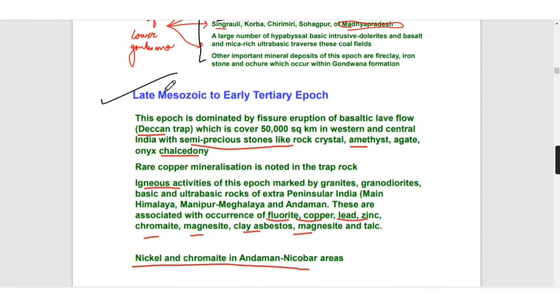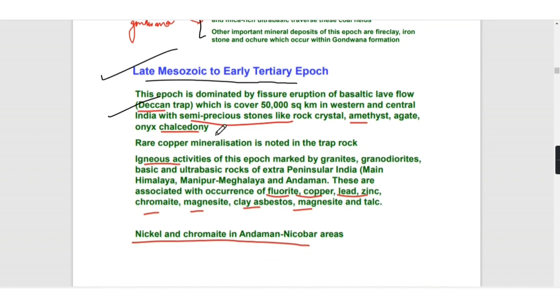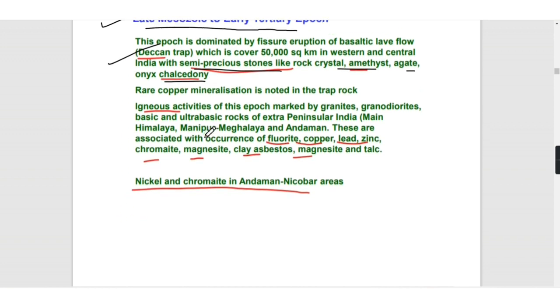And in case of the late Mesozoic to early Tertiary epoch, we see Deccan Trap formation. Okay, we see Deccan Trap formation. And what type of semi-precious minerals do we find there? We find amethyst, agate, onyx, chalcedony.